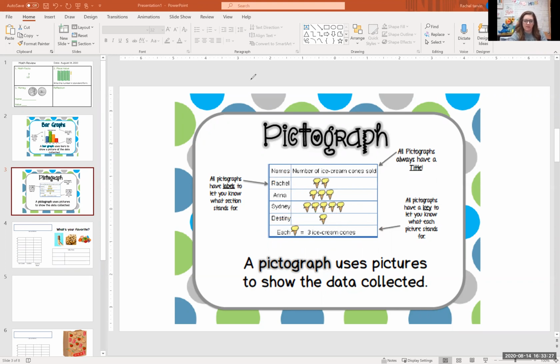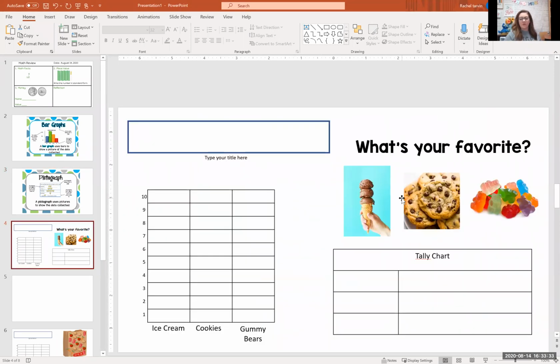Let's clear my drawings off here and go to our graph for the day. Today, we're going to be graphing our favorite. Ooh, it says, what's your favorite? Let's look here. Looks like we've got some ice cream, we've got chocolate chip cookies, and we've got gummy bears. Yum! So today when I look at my graph, I know that I'm going to be making a graph about these 3 types of treats or desserts.